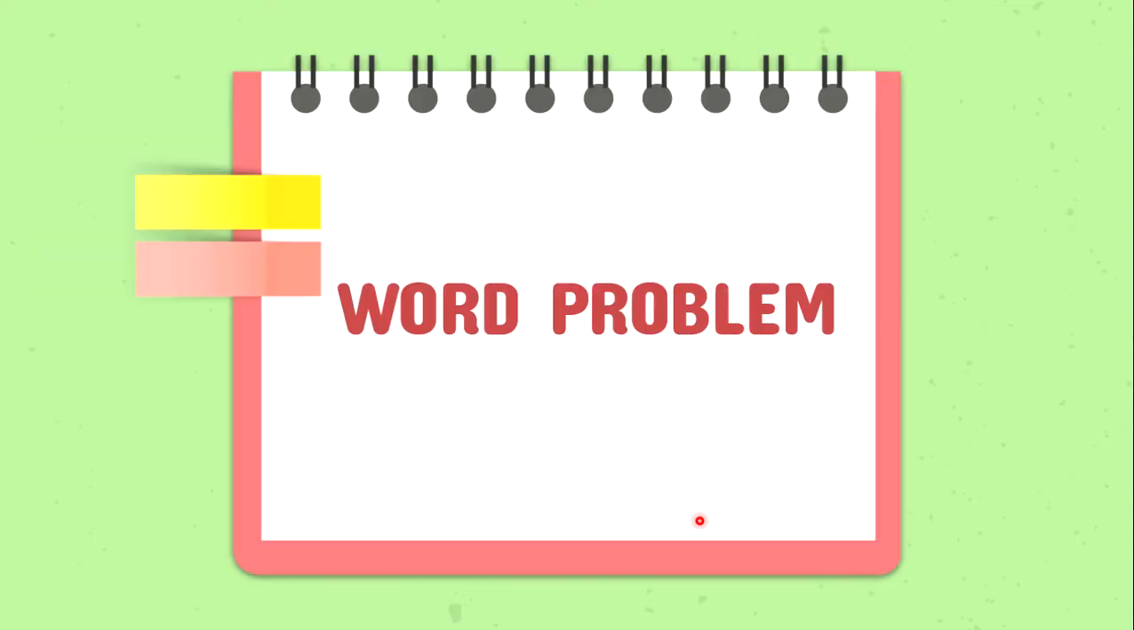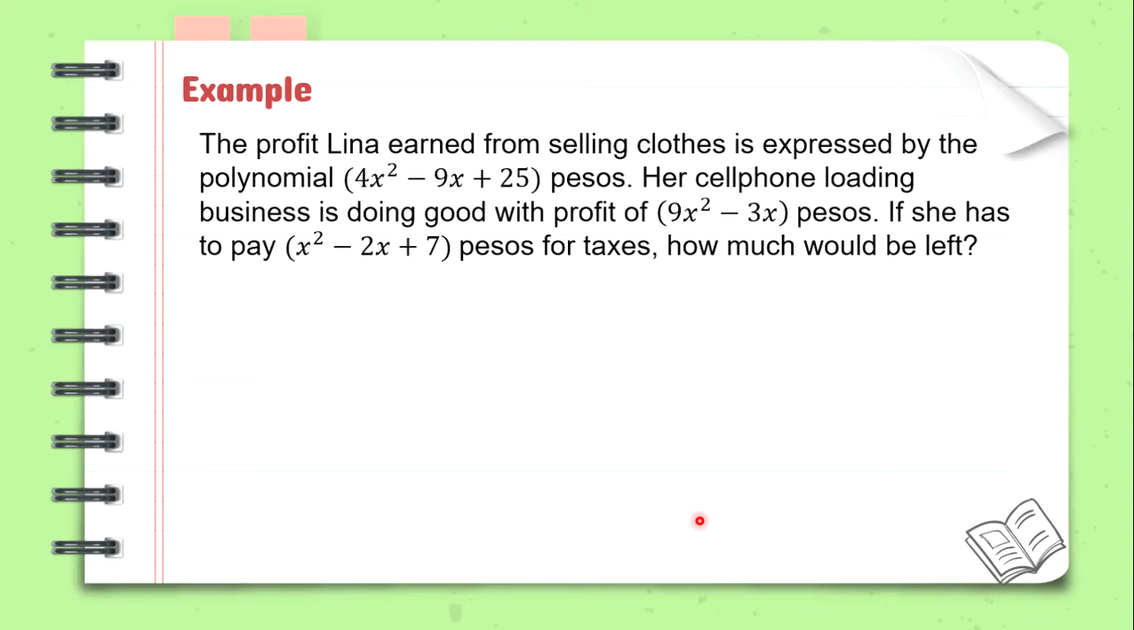Okay, so let's have here a word problem, just one word problem. The profit Lena earned from selling clothes is expressed by the polynomial 4x squared minus 9x plus 25 pesos. Her cell phone loading business is doing good with a profit of 9x squared minus 3x pesos. If she has to pay x squared minus 2x plus 7 pesos for taxes, how much would be left?